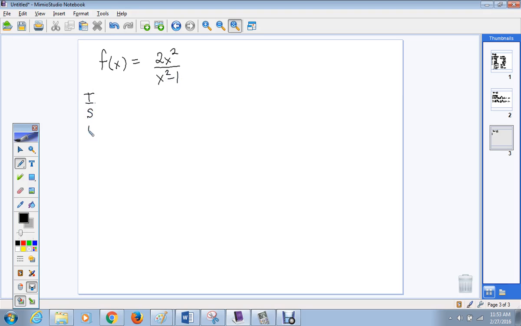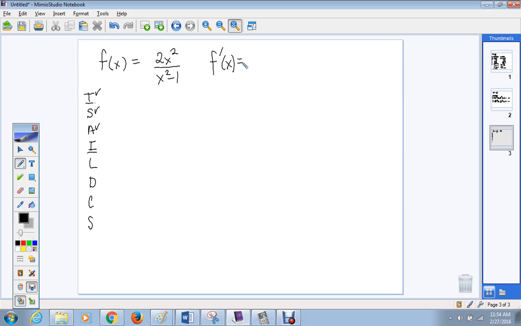So we have done our intercepts, we've done our symmetry, we've looked at our asymptotes. Now we're going to look at our intervals of increase and decrease. To find our interval of increase and decrease, we need our first derivative.